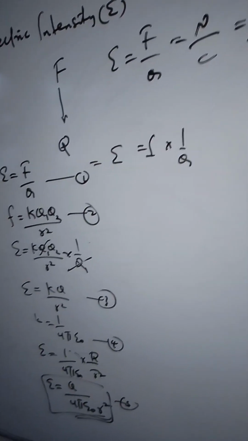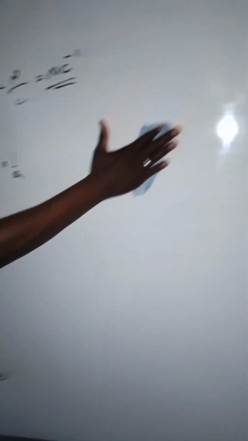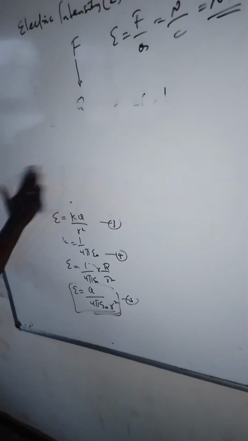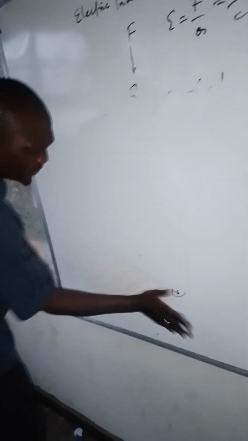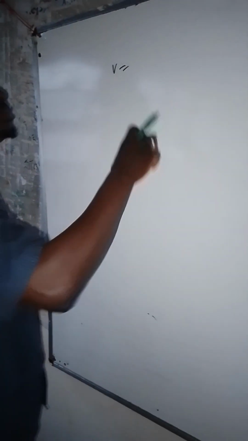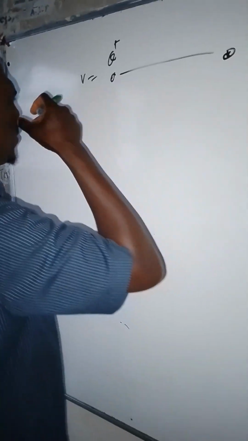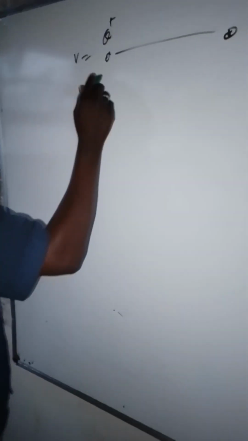That leads us to the electric field potential. Electric potential is defined as the work done in moving a unit positive charge from one point to another, which is V. Electric field potential is defined as the work done in moving a unit isolated positive charge from one point to another, where V is equal to work done over Q.